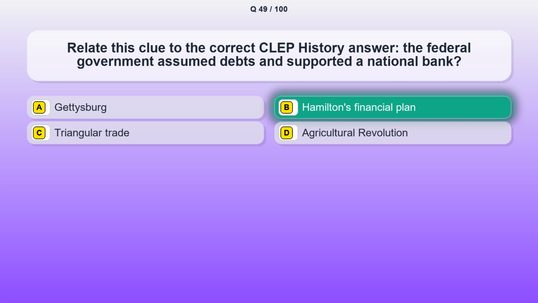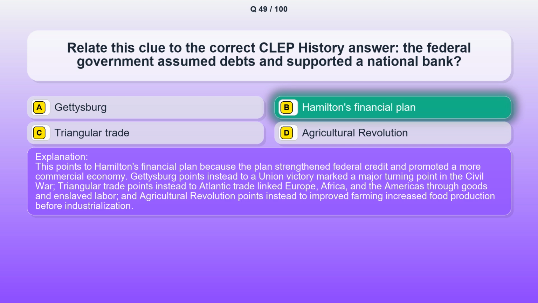The correct answer is option B, Hamilton's financial plan. This points to Hamilton's financial plan because the plan strengthened federal credit and promoted a more commercial economy. Gettysburg points instead to a Union victory marked a major turning point in the Civil War. Triangular trade points instead to Atlantic trade linked Europe, Africa, and the Americas through goods and enslaved labor. And agricultural revolution points instead to improved farming, increased food production before industrialization.